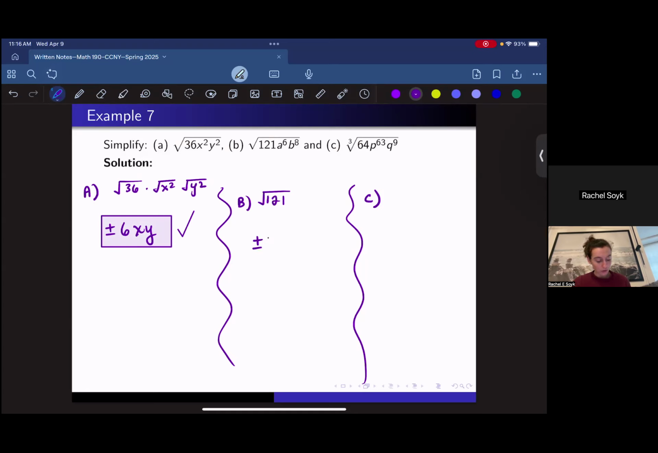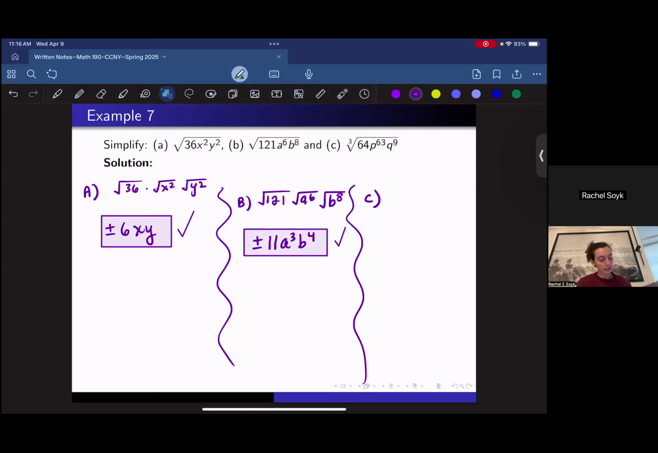Square root of 121 is 11. Square root of a to the 6th. 6 divided by 2 is 3, so we have a to the 3rd. And square root of b to the 8th is the same as 8 divided by 2, which is 4, so we have b to the 4th. Final answer.